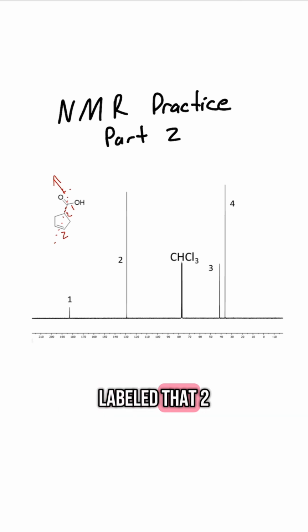I just realized I labeled that 2. This should be a 3. Away from that alpha carbon, it's going to make it downshift. And then that leaves this CH2 as our number 4.